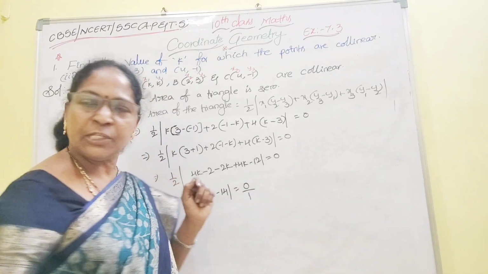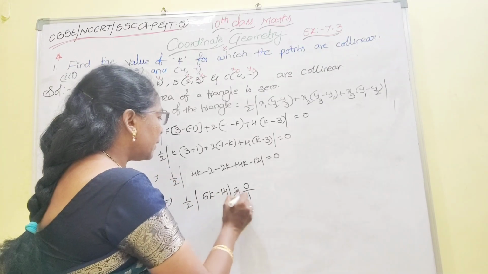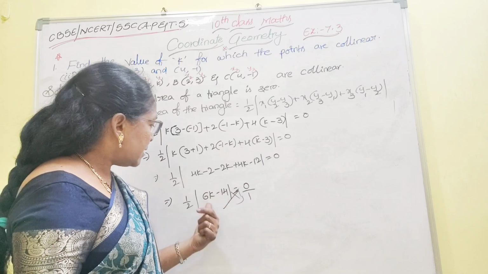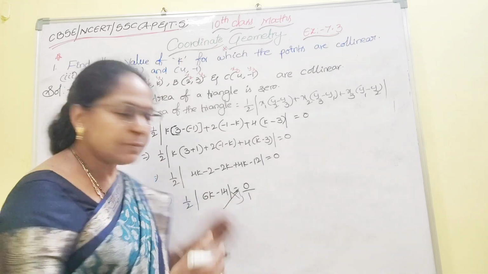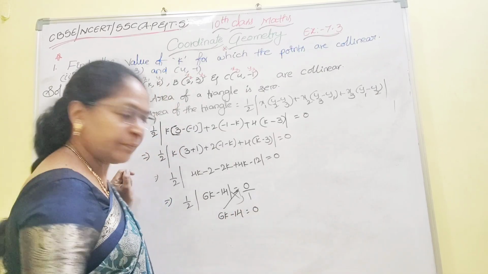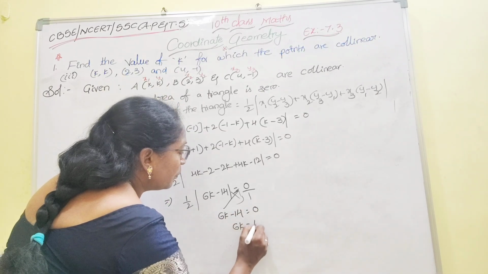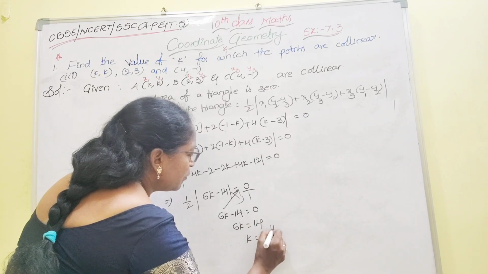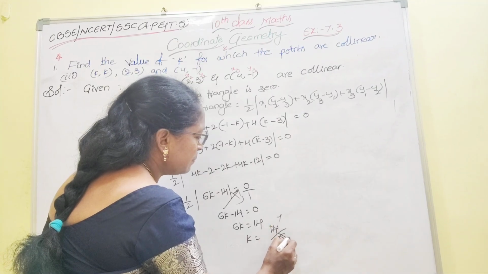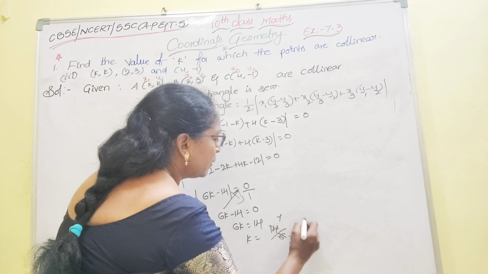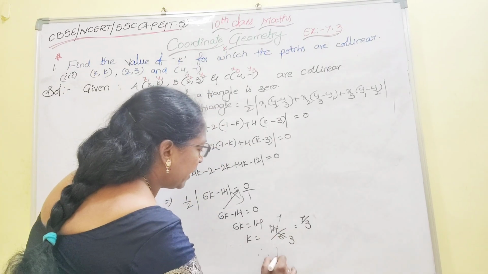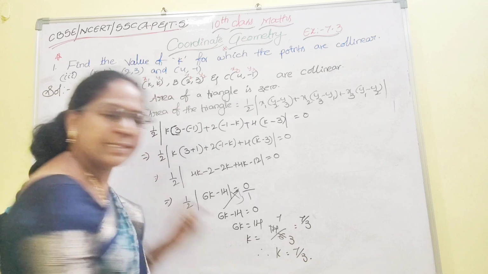Now again, 0 is nothing but 0 by 1, you can assume. And now cross multiplication here. 2 into 0 equals 0. Again 6k minus 14 into 1, the same terms you will get. That means 6k minus 14 equals 0. Now 6k equals plus 14, where k equals 14 by 6. In both the terms 2 is divisible: 2 into 7 seven times, and 2 into 3 three times. That equals 7 by 3. Therefore k equals 7 by 3. This is the answer.